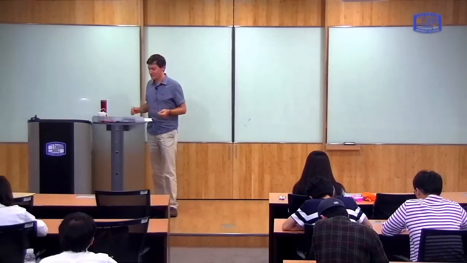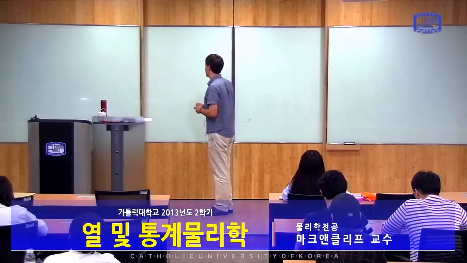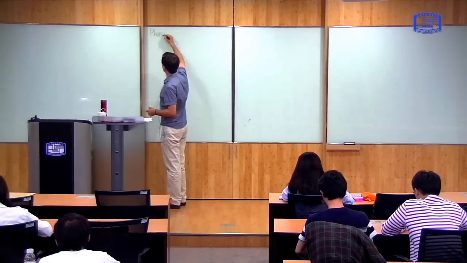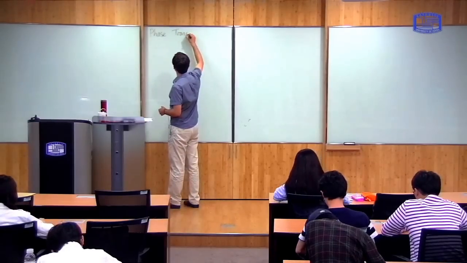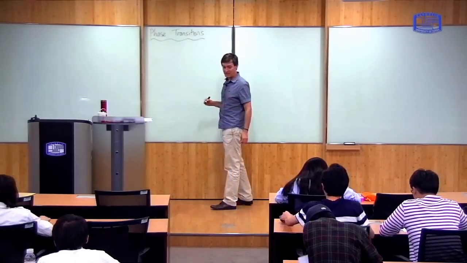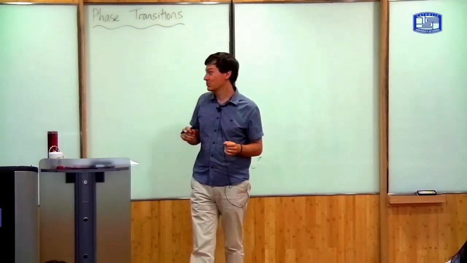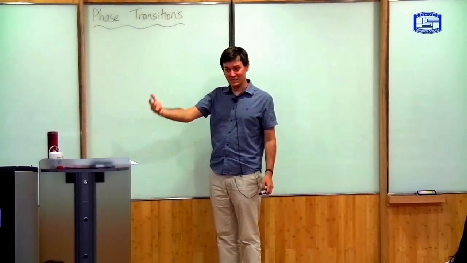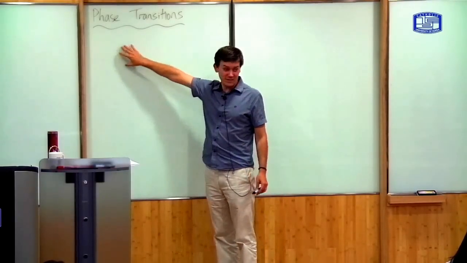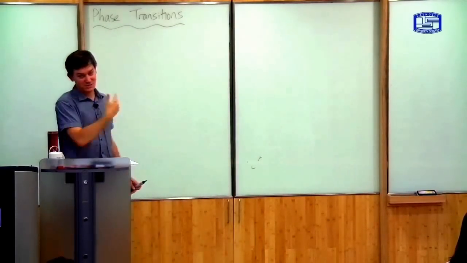Okay, so we're going to carry on from where we left off last time. If you remember, we were talking about phase transitions. At the end of the last lecture, a phase of a substance is whether it's a solid or a liquid or a gas. These are called phases. And when the phase changes, for example, when ice melts and becomes water, we call this a phase transition. Okay? So phase is solid, liquid, gas, and a phase transition is a change of phase.